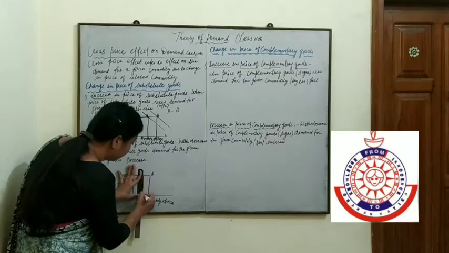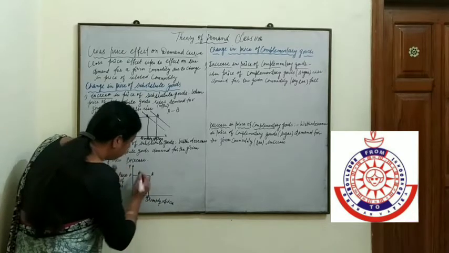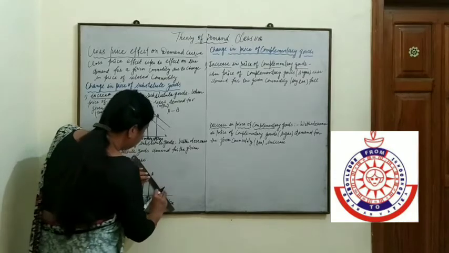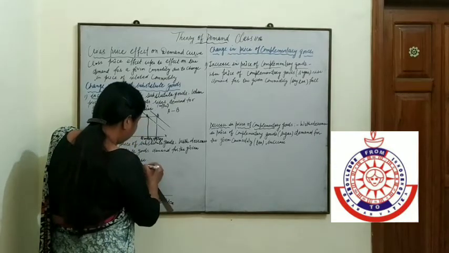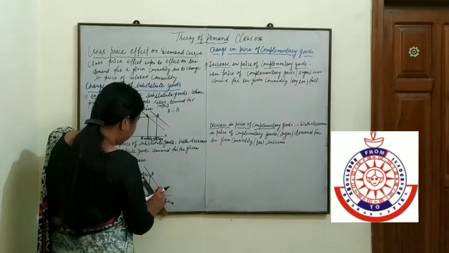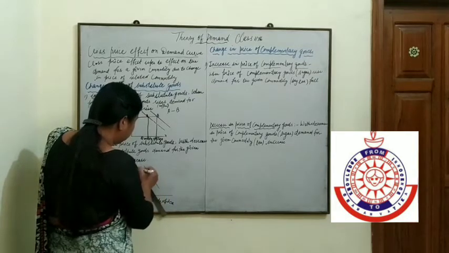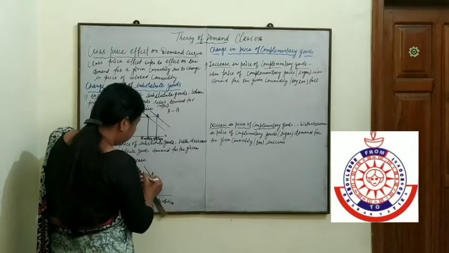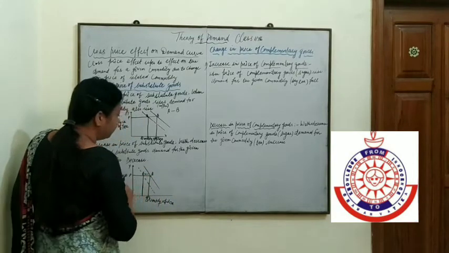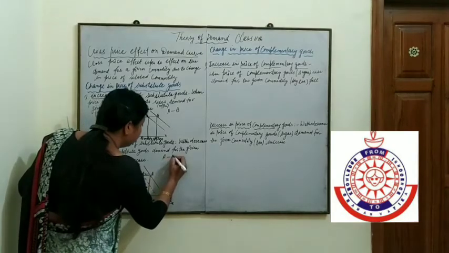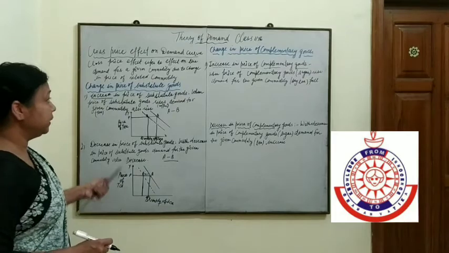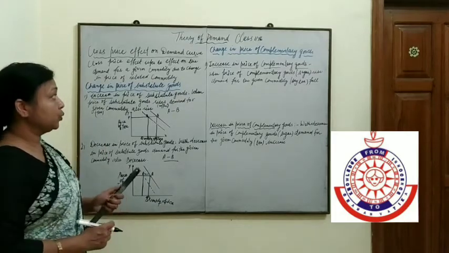This will shift leftward from A to B point. This is our initial demand curve, and the leftward shifting demand curve is after the price of substitute goods falls. Now this is our new demand curve. From point A to B, this is how we move in the case of substitute goods.